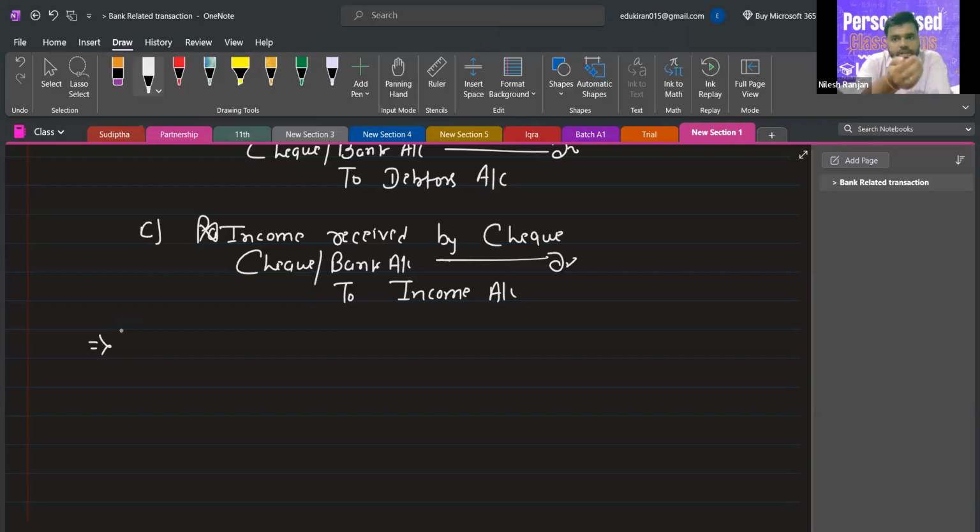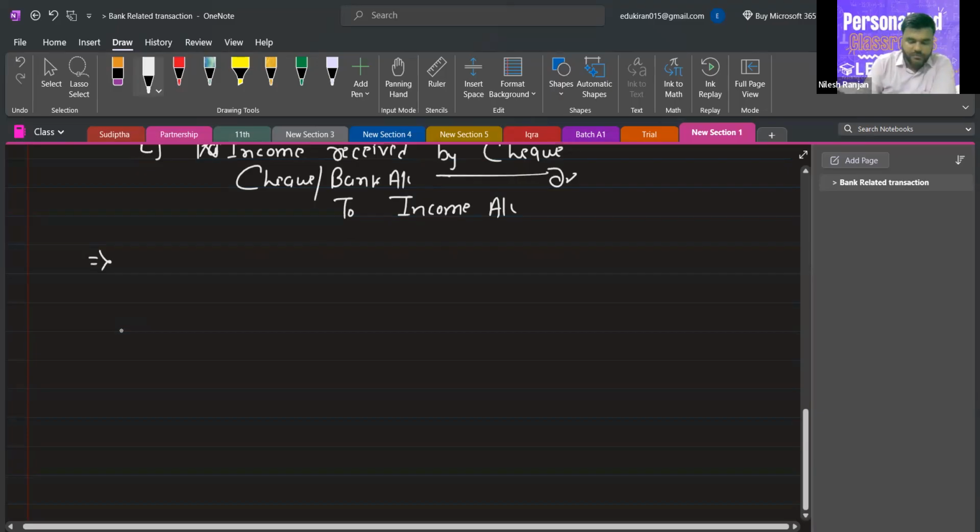Now, when we receive a check, it takes some time to deposit it in the account. Yes or no? Yes, sir. Let's understand the process first.